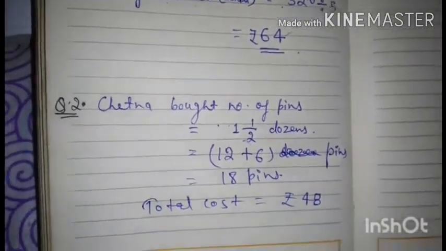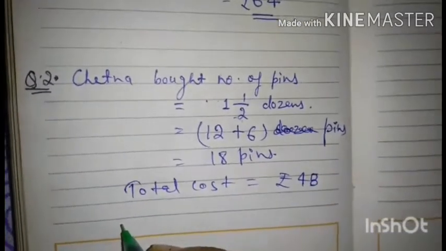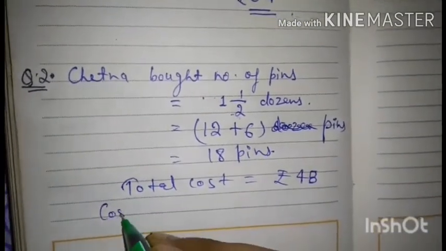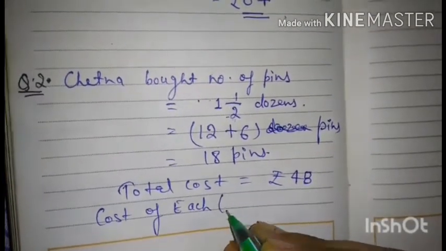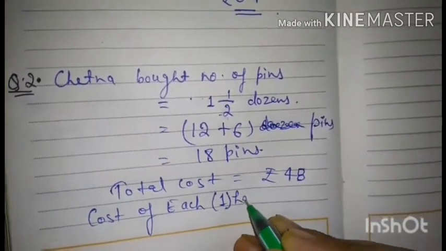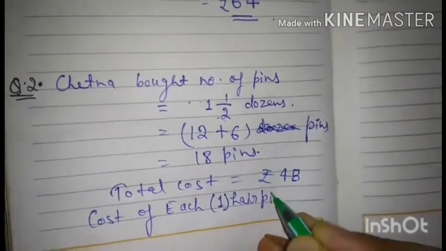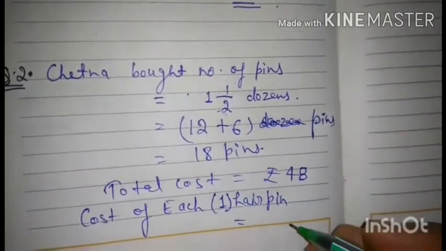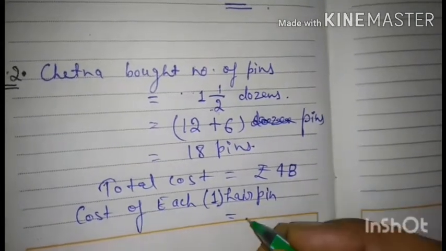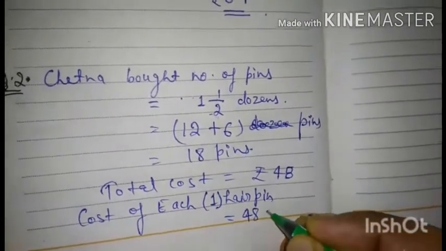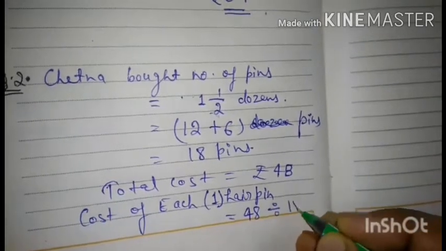How much did each hairpin cost? So the cost of each hairpin means one hairpin. So to find out the cost of one hairpin, we divide the cost 48 by the number of pins, 18.